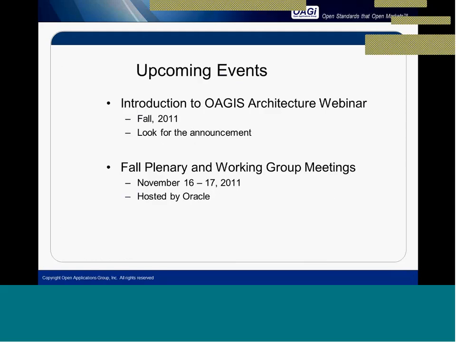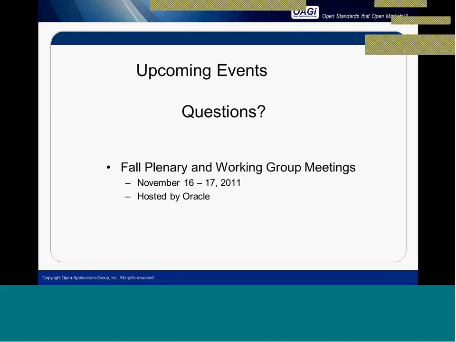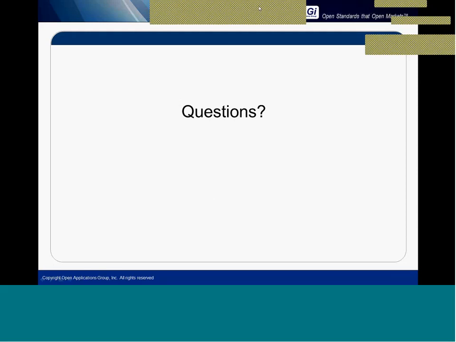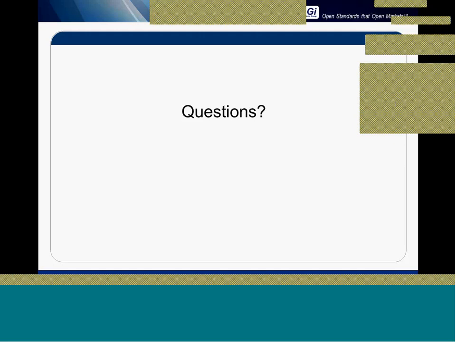We have 2 more events that I'd like to make you aware of in closing. We have an introduction to OAGIS architecture, which is the 3rd in this series, sponsored by the OAGI Chemical Industry Council, and that will come later in the fall, hosted by our OAGI Chief Architect, Michael Rowell. And then we have our fall plenary and working group meetings hosted on the West Coast by Oracle, November 16th and 17th, and you can find that information on our website as well. With that, I'll open up the chat and see if anybody has any questions.